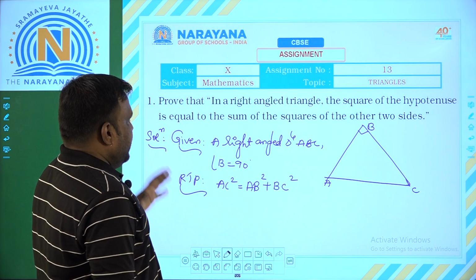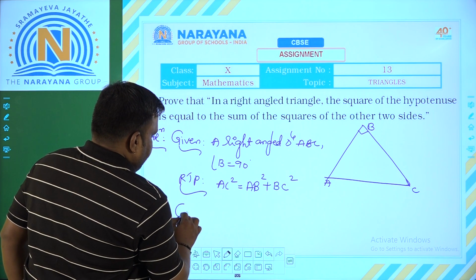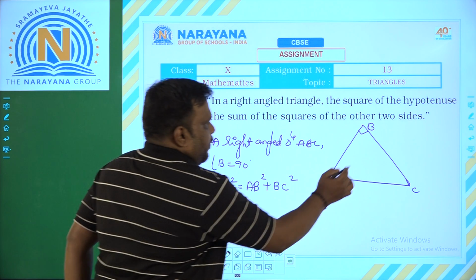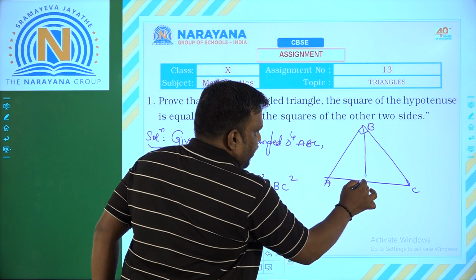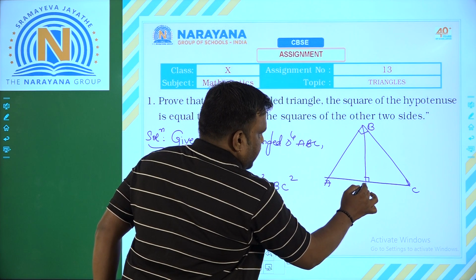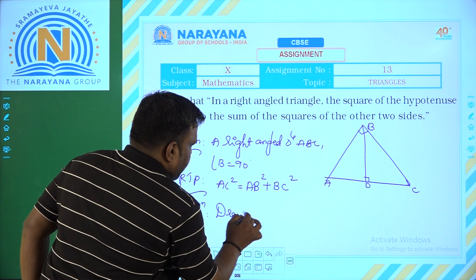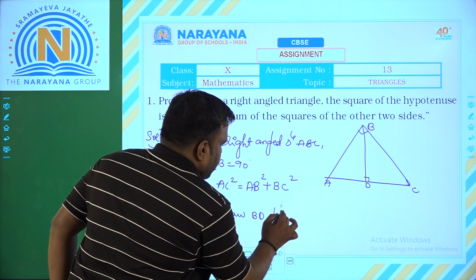Now, here the construction part plays an important role. See, from B, I will draw one perpendicular onto AC. Let us name it as D. So, draw BD perpendicular to AC.